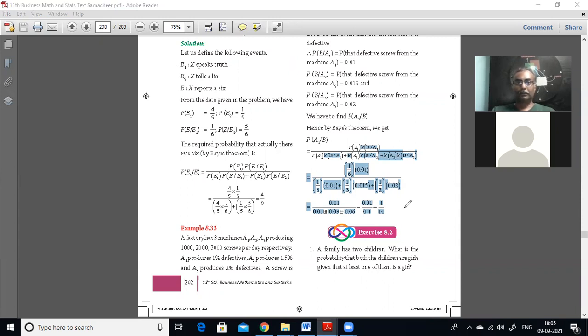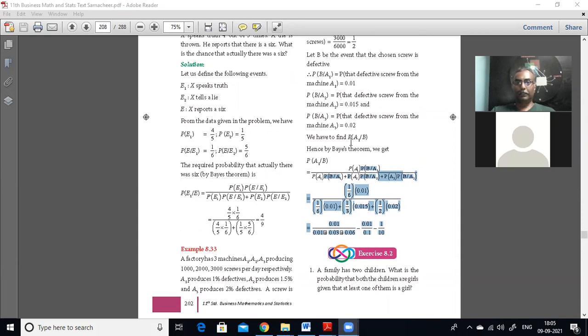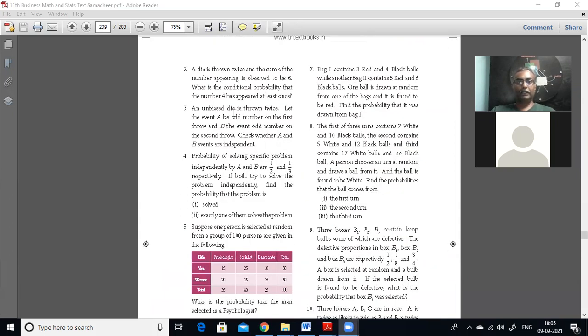We were doing an exercise, 8.2, exercise 3. I told you that you can do it as homework. Okay, let me put that. Sorry, exercise 8.2, 3 is homework. Let us do the fourth sum now.